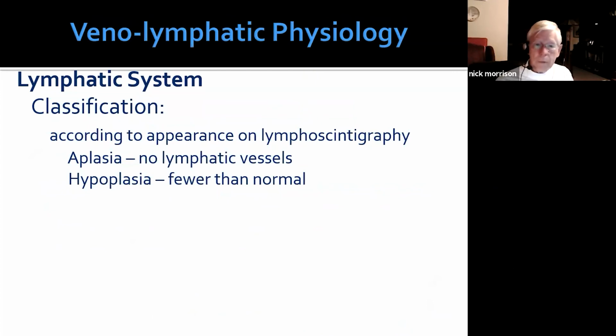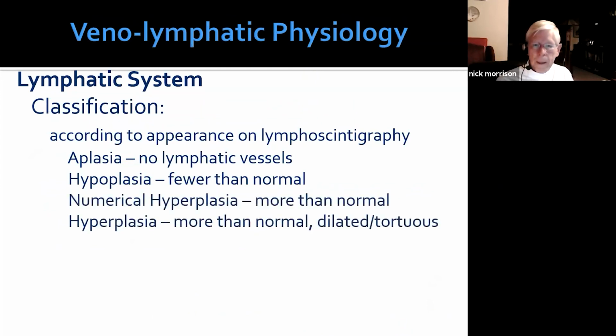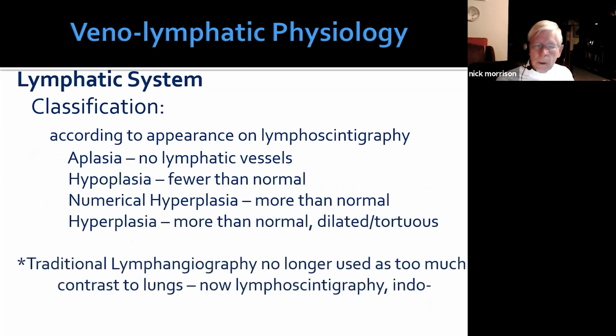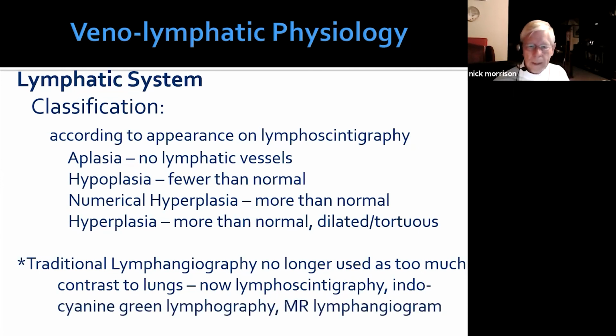Just like the veins, there can be aplasia and hypoplasia and hyperplasia, more than normal. We've traditionally done lymphangiography, but that's not done very much anymore. We were doing lymphoscintigraphy, but there's a bunch of other newer methods coming on board, like indocyanine green lymphography, and that may now be replaced by MR lymphangiography. And I just read a paper this week where ultrasound is used to delineate. So what you want with studies is to identify both anatomic and physiologic abnormalities in the lymph system, and all of these can help do that.